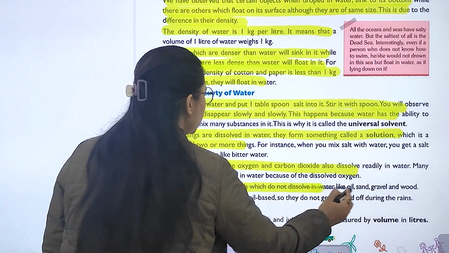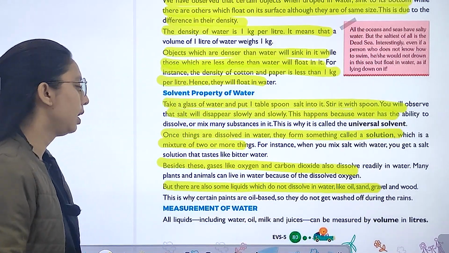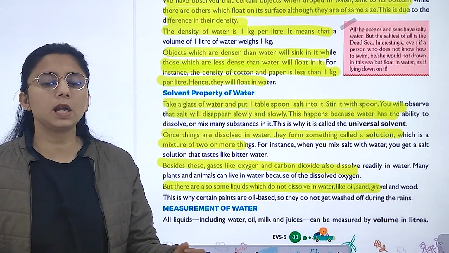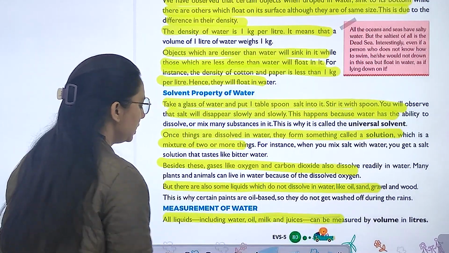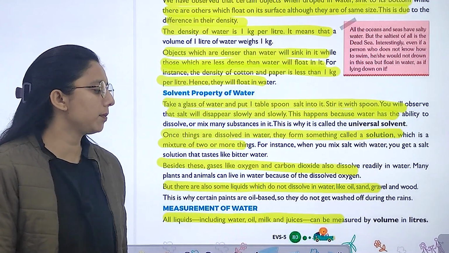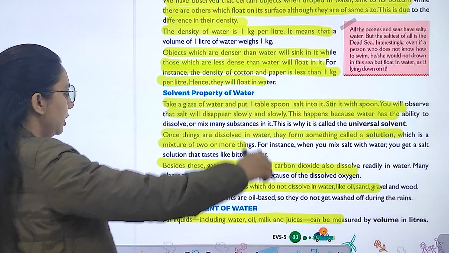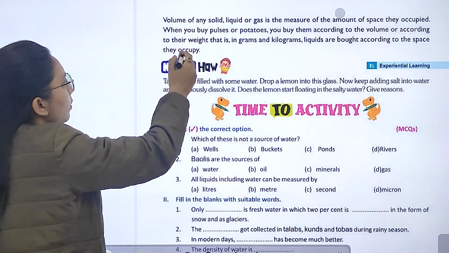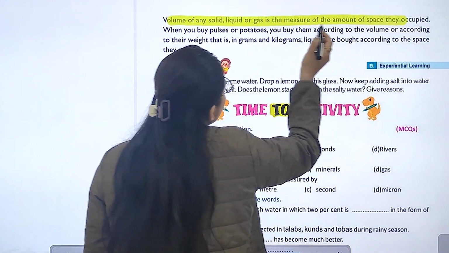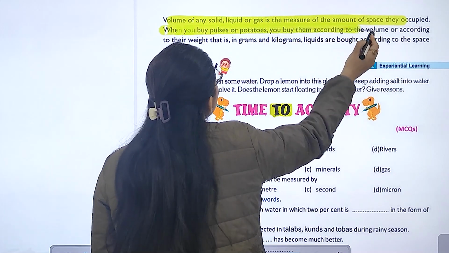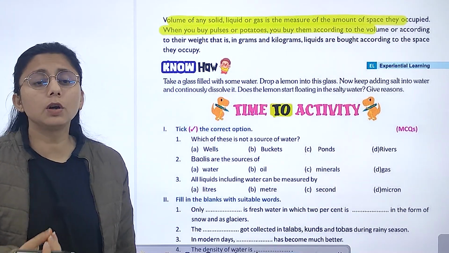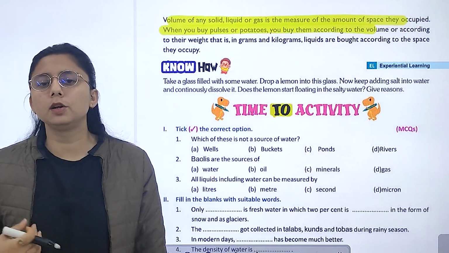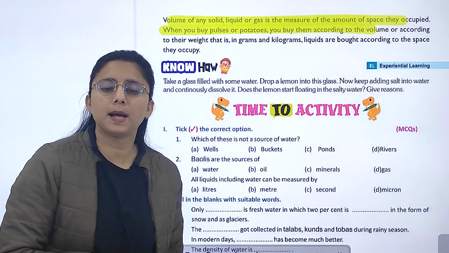But there are some liquids which do not dissolve in water. What do we call them? Like oil, wood, they do not get dissolved. Now measurement. All liquids including water, oil, milk, juices can be measured by volume, in liters. The volume of a solid, liquid or gas is the amount of space it occupies. Whenever you buy pulses or potatoes, you buy them according to the measure. उनका क्या volume है? Liter, 1 liter, 2 liter, grams, kilograms, इसमें हम buy करते हैं.